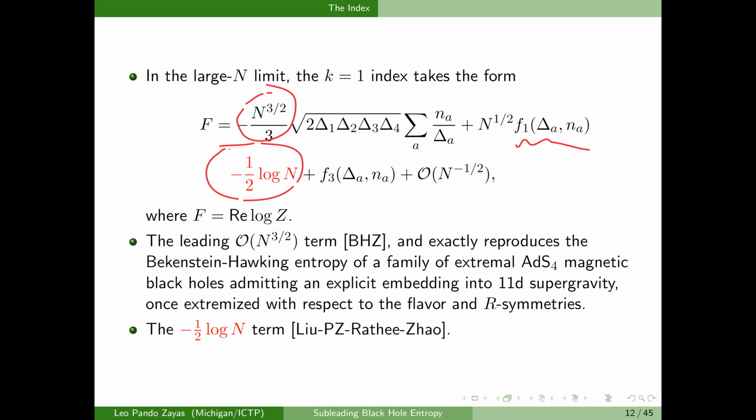They can be embedded in 11-dimensional supergravity. So my goal is now to try to see from the supergravity point of view if I can reproduce this very same contribution, right?